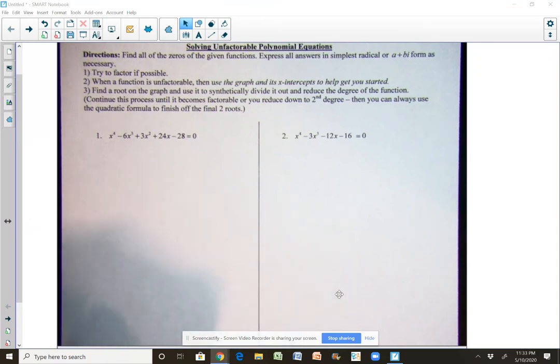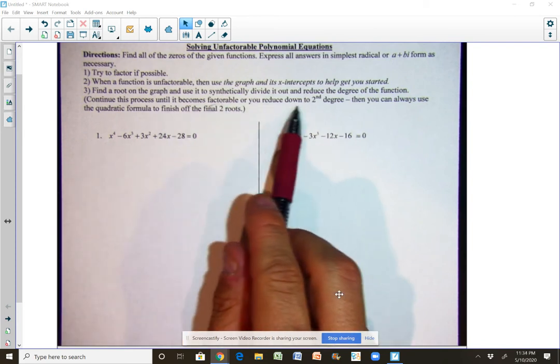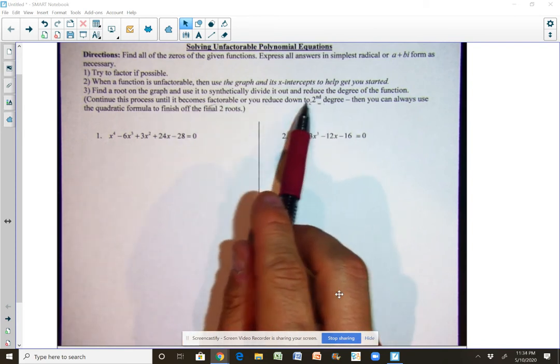So how are we going to figure out an algebraic process to find the roots of this? Well, we're really not going to get a solely algebraic process. What we're going to have to do is use the graph of the function and any of its rational roots that we can find on the graph, and then use those rational roots to synthetically divide them out, thereby reducing the degree by 1 degree each time. That's what it looks like down here. And then eventually we want to get down to a second degree.